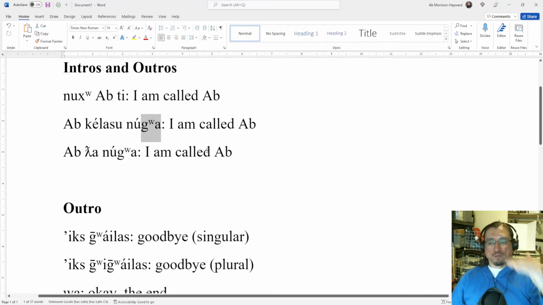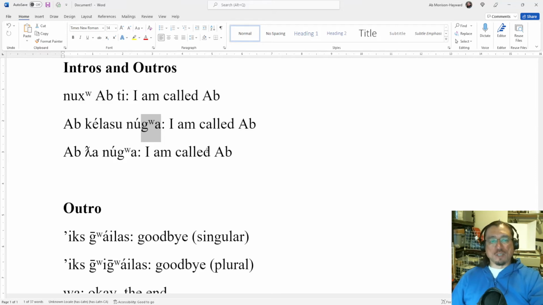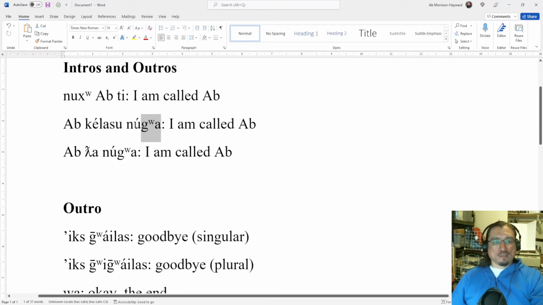So you can hear the tone of my voice rising and falling as I'm speaking. So I'm following these accent marks, except when I get to this one. This one I'm doing the opposite. I'm going down in tone. Nugwa. I'm putting the emphasis on the gwa part at the end. Ab Kilusunugwa. And then Ab Tlanugwa.